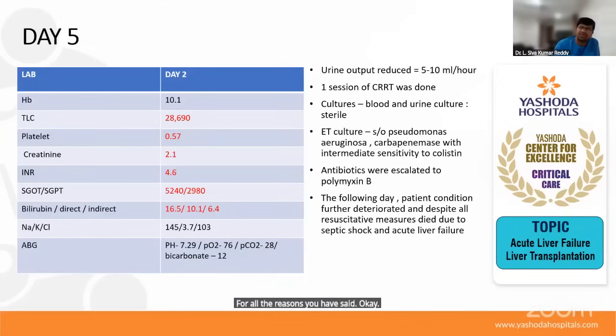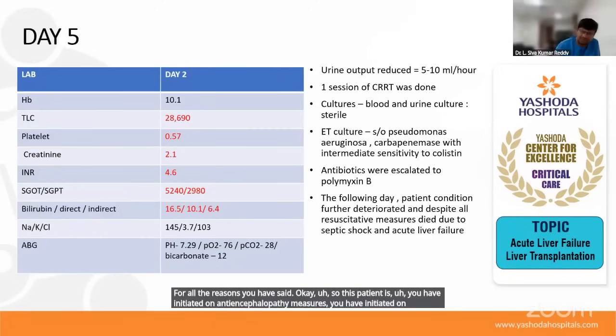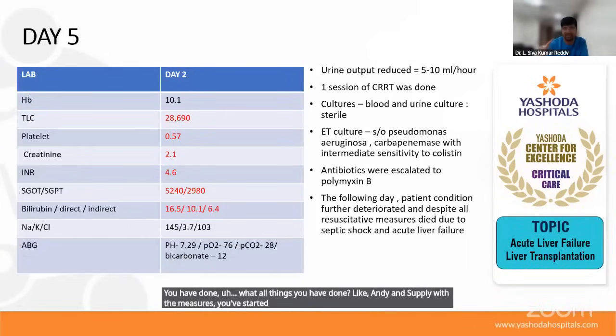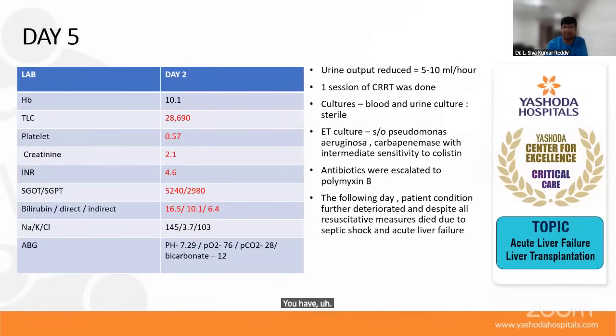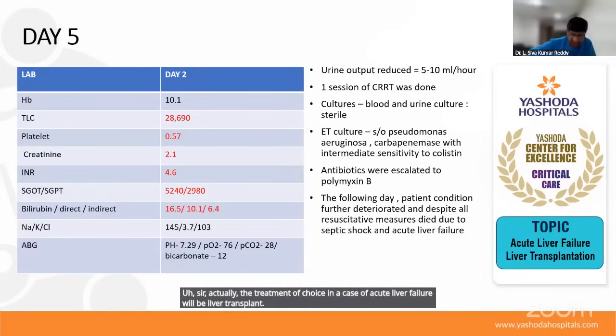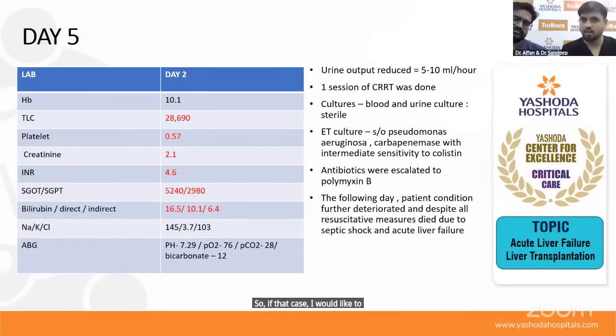Okay, so this patient, you have initiated on anti-encephalopathy measures. Let's think the patient is hemodynamically stable, not having any cardiac dysfunction. You have done anti-encephalopathy measures, started empirical antibiotics, and given your therapeutic plasma exchange. Anything else you would want to do for this patient? Sir, the treatment of choice in a case of acute liver failure will be liver transplant. In that case, I would like to involve the liver transplant team.